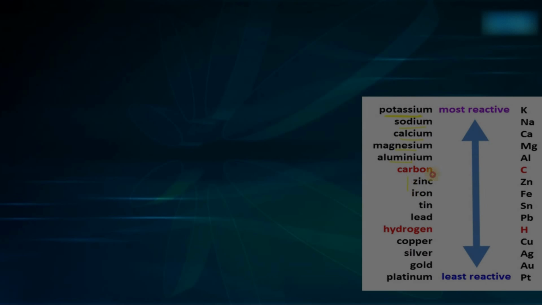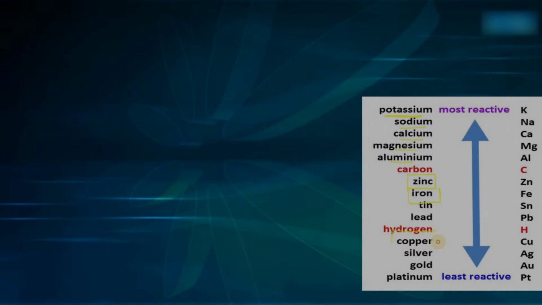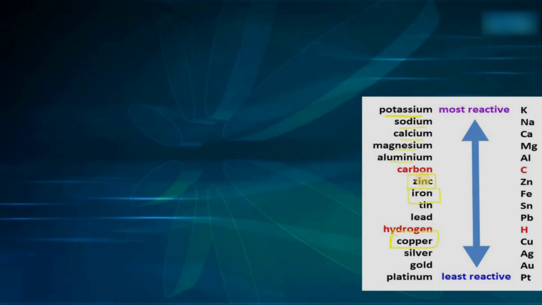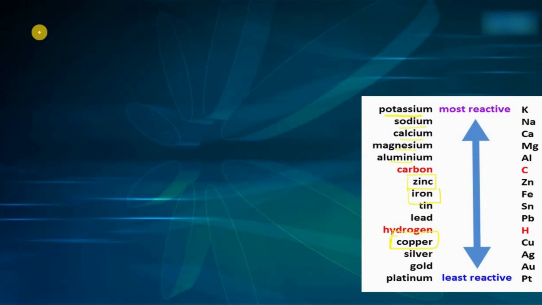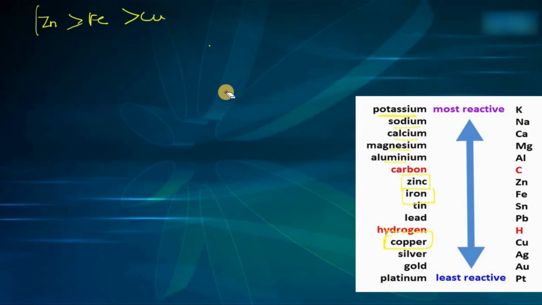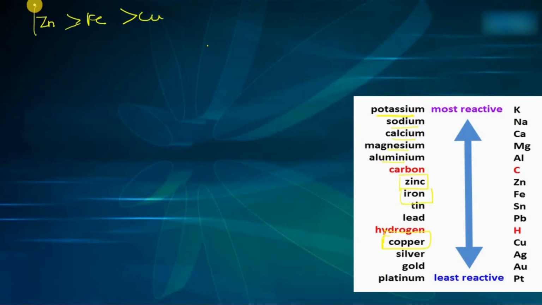And if you look at the metals, zinc, iron, copper. Now these three are very important because we get questions from these three only. So you need to know the order of reactivity of these three. That is, first we have zinc, which is stronger than iron, and iron is stronger than copper. So mostly we get questions from these three only. So if you know the order of reactivity of these three, it is enough.